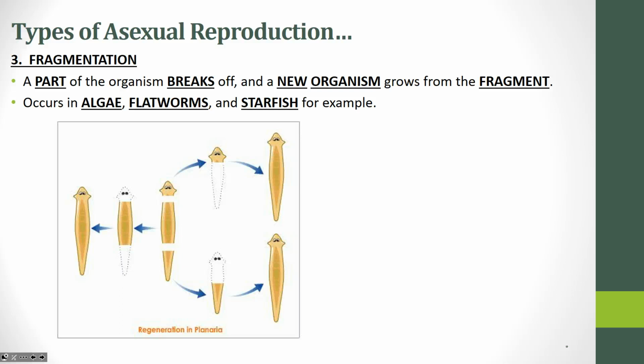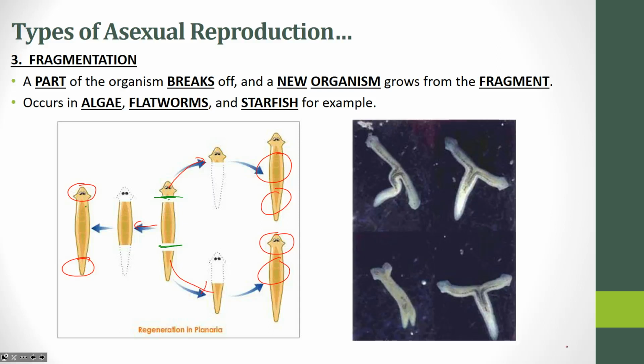A really cool example is flatworms, where you could cut it in a few different ways. If you cut the flatworm here and here, the midsection goes this way and grows a new head and a new tail. This head goes this way and grows a new midsection and tail, and the tail goes this way and will grow a new midsection and head. So if you cut that flatworm into three segments, you actually get three new flatworms. And that's what makes this reproduction, because you actually get new individuals.